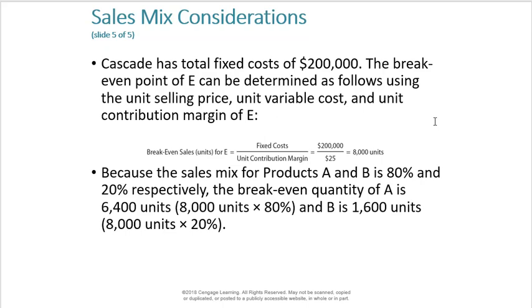Break even can then be calculated by dividing the fixed cost by the enterprise unit contribution margin. This results in 8,000 enterprise units. This looks awful small. To figure out how many units of product A and B that is, we need to multiply the enterprise break-even units by 80% for product A and 20% for product B.